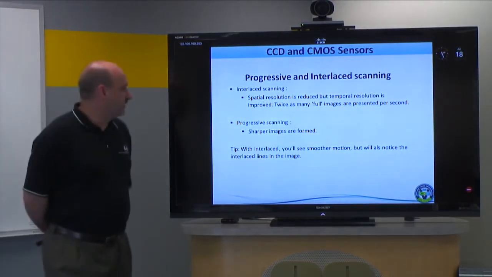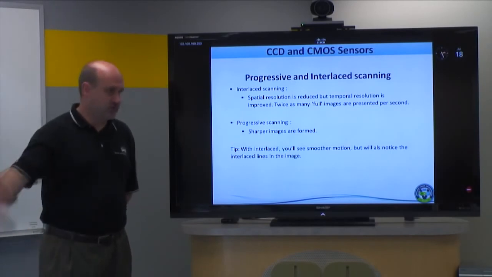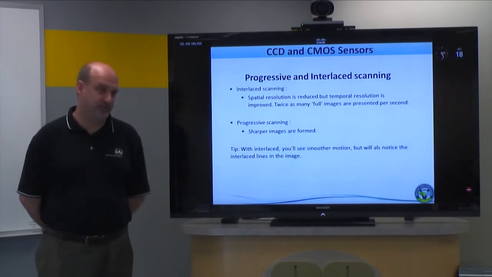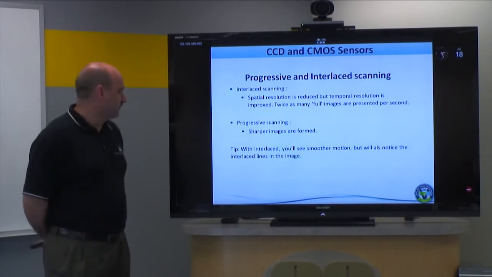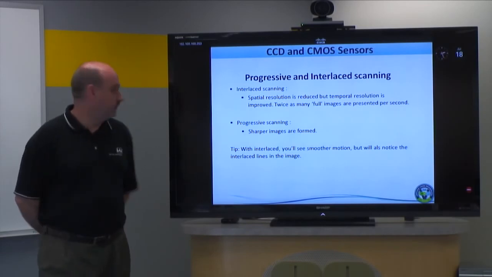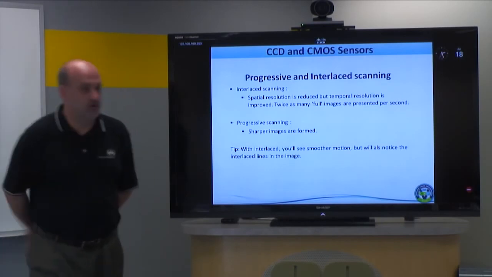With interlace scanning, spatial resolution is reduced, but temporal resolution over time is improved. Twice as many full images are presented per second. With progressive scanning, sharper images are formed. With interlace, you'll see smoother motion, but we'll also notice the interline images in the image, just as I described watching TV there.